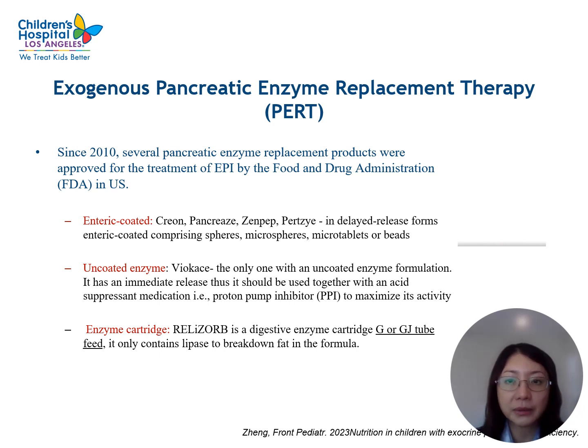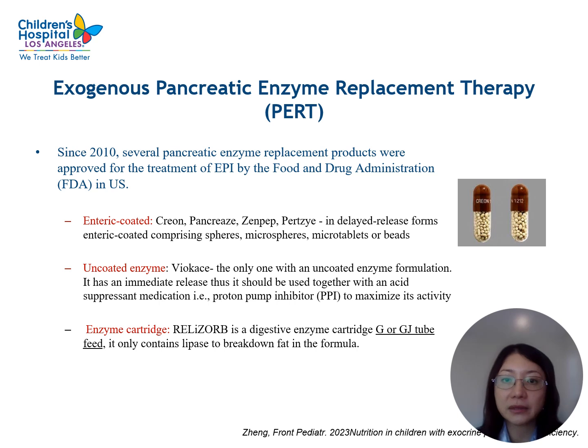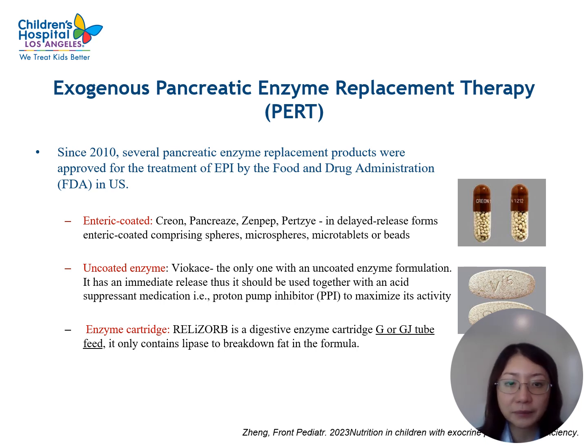There are three types of PERT. The first one is enteric coated. The majority of the PERT products are like those, like a crayon. It's in delayed release form. So enteric coated spheres and microspheres can survive the acid environment in the stomach. And the second type is uncoated enzyme. The only available product is Viokace. So they are sensitive to acid environment. So when you prescribe Viokace, you probably want to start a PPI at the same time to maximize its activity.